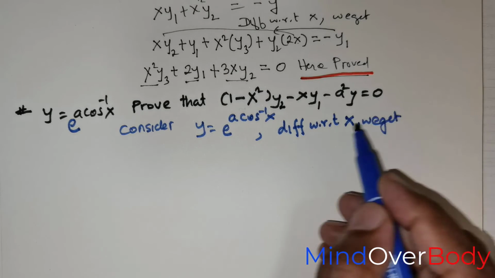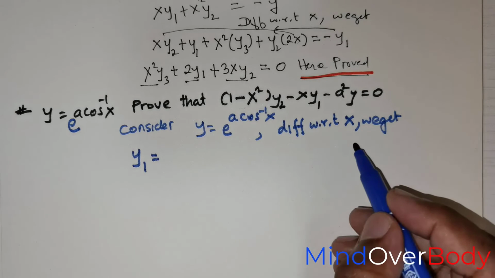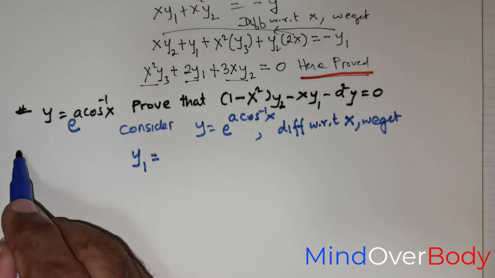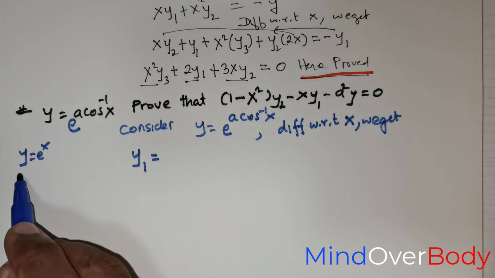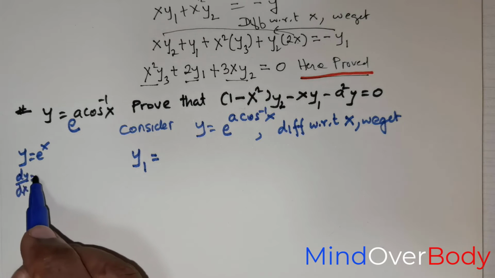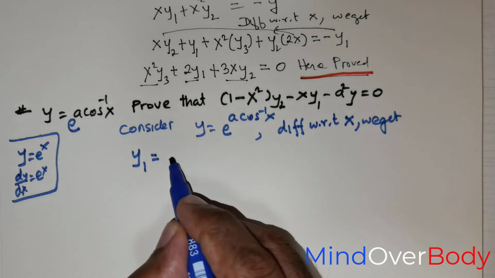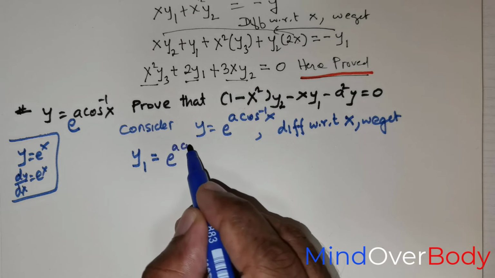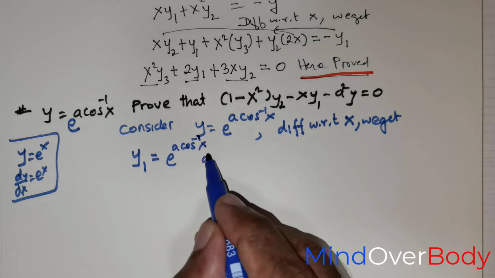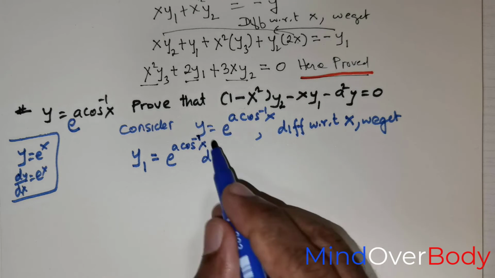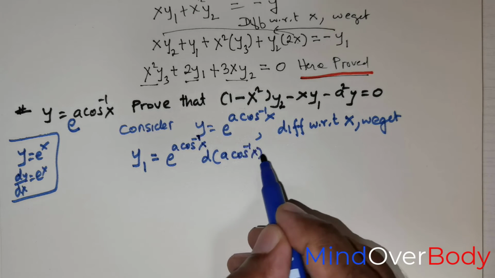So what would we get? This is going to be y1 is equal to, now differentiation of e raised to the power of x. Suppose you got y is equal to e raised to the power of x, and if you want to find dy over dx, what is that? That's nothing but e raised to the power of x. So similarly, you will be getting here e raised to the power of a times cos inverse of x times differentiation of this entire quantity. So what is that? It's going to be a times cos inverse of x. So what do you get?